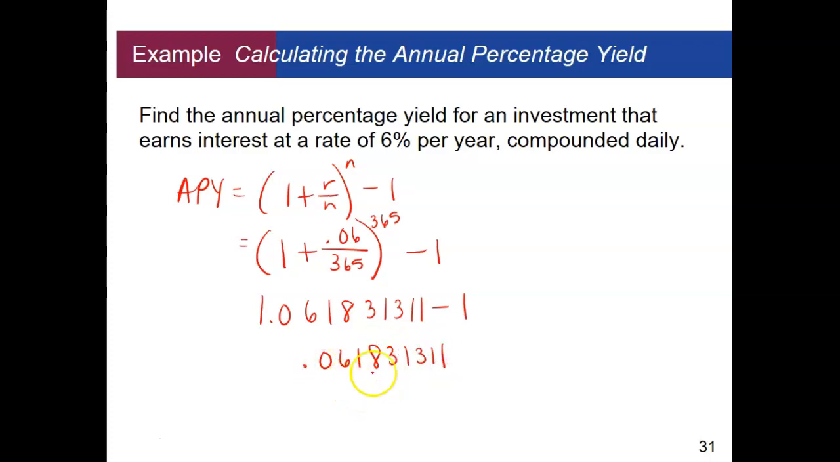We're going to subtract 1 from that, and that's going to give me 0.061831311. And we're going to round that to 6.18%. Usually it's going to be reported to 2 decimal places. So we're going to move it 2 decimal places to convert it to a percent.